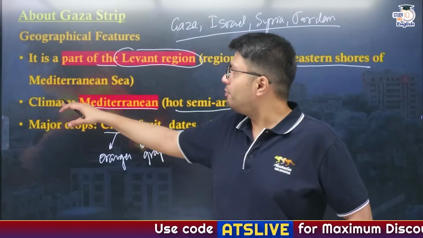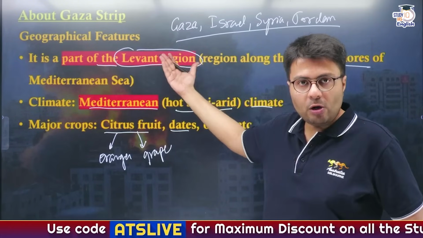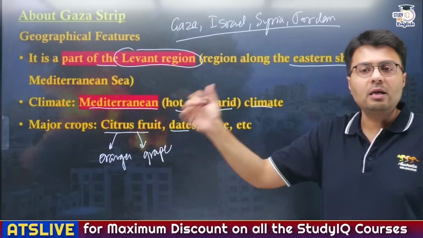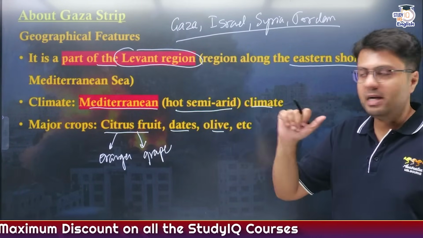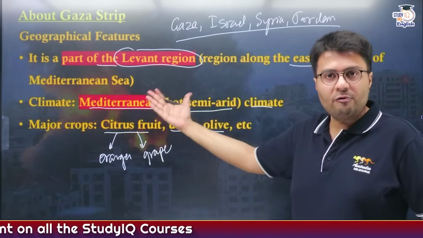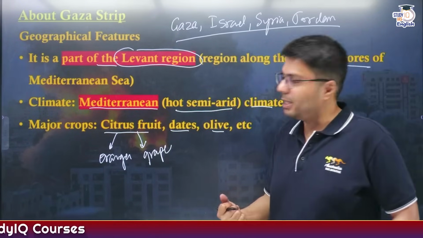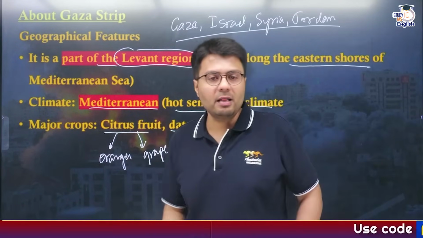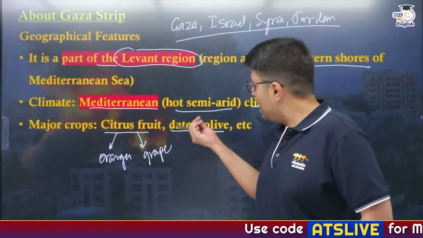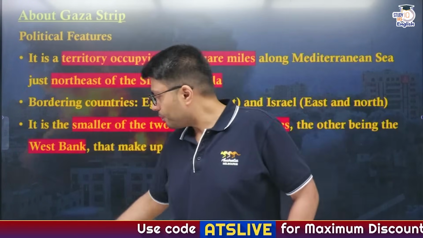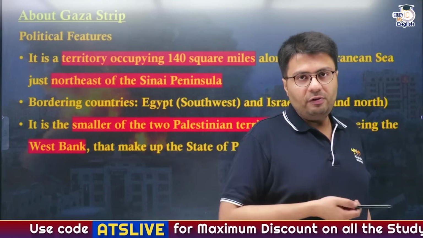So these are the geographical features of Gaza. It belongs to the Levant region. The Levant is basically the eastern coast areas of the Mediterranean Sea, whereas the climate is the Mediterranean form of climate, a hot semi-arid climate. And the major crops, most notably, are citrus fruits like oranges and grapes, in addition to dates and olives. Now let us talk about the political features.